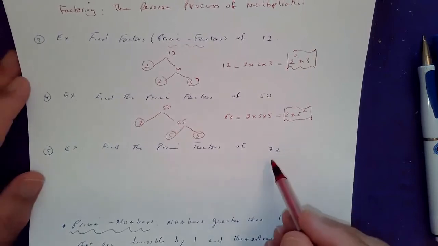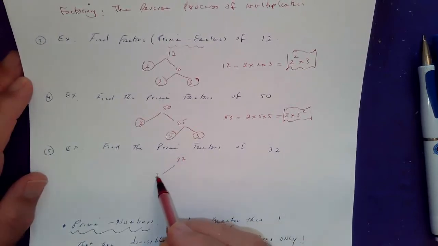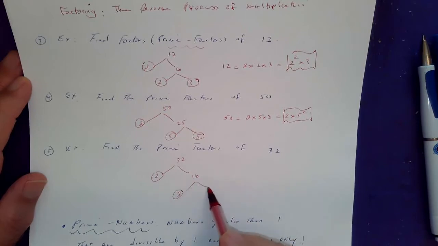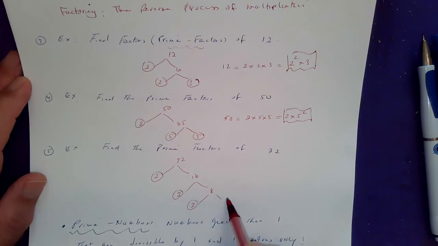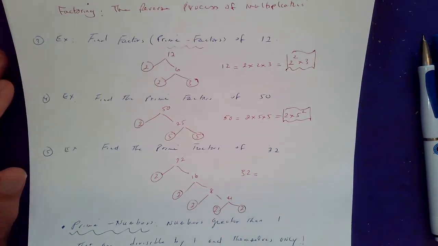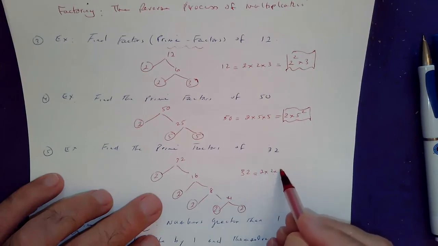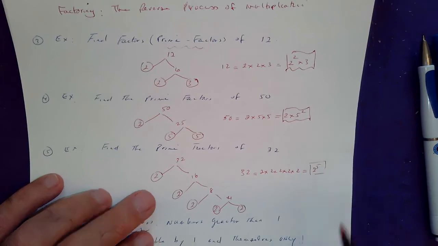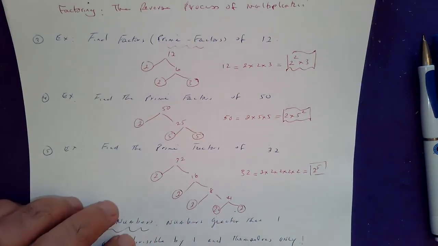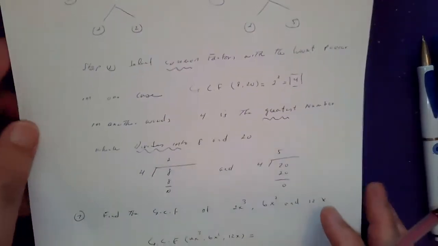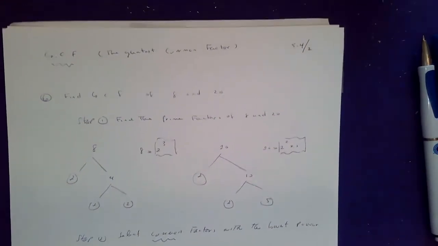What would be the prime factors of 32? Well, 2 goes into 32 16 times. 2 goes into 16 8 times, 2 goes into 8 4 times, and 2 goes into 4 twice. So what am I saying? I'm saying 32 is 2 times 2 times 2 times 2 times 2, which is 2 to the power of 5. 1, 2, 3, 4, 5. Is that right?